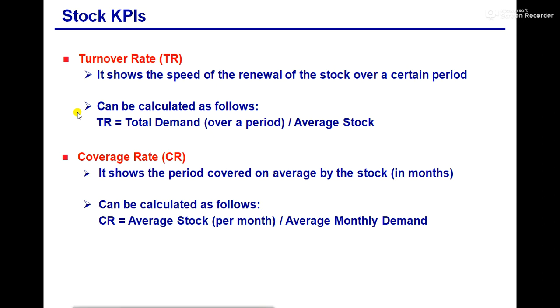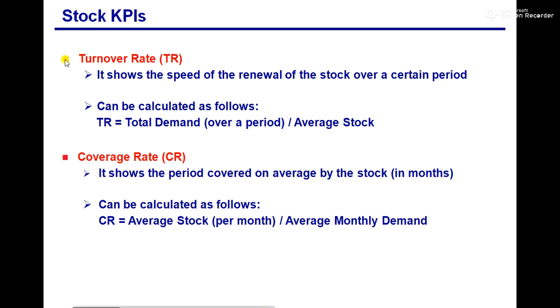The second indicator is the coverage ratio. It shows the period covered on average by the stock in months. Now that's pretty straightforward. It simply means how long it takes on average before you have to restock.